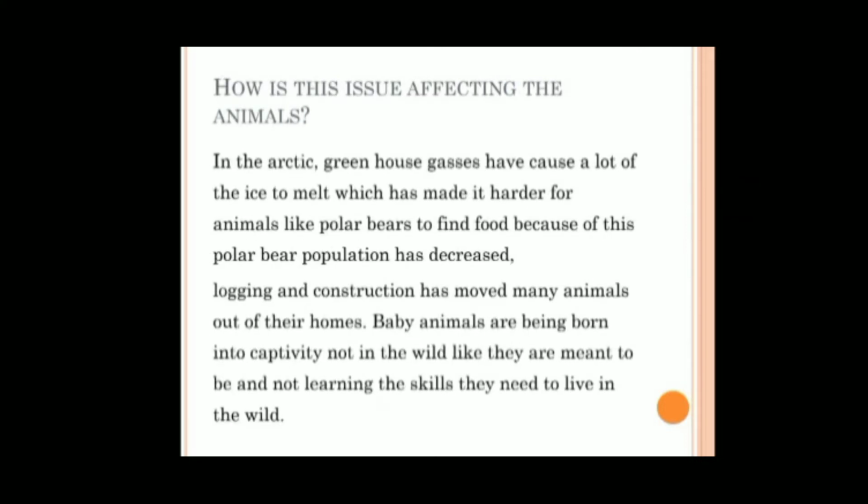How is this issue affecting the animals? In the Arctic, greenhouse gases have caused a lot of ice to melt, which has made it harder for animals like polar bears to find food. Because of this, the polar bear population has decreased. Logging and construction have moved many animals out of their homes. Baby animals are being born into captivity, not in the wild like they are meant to be, and not learning the skills they need to live in the wild.